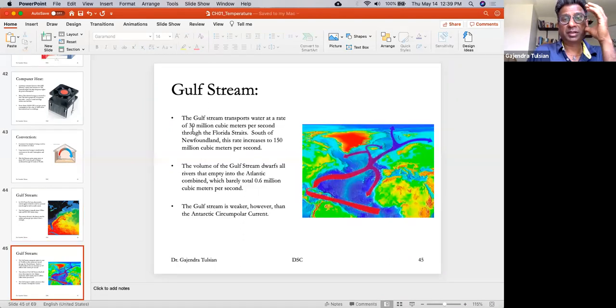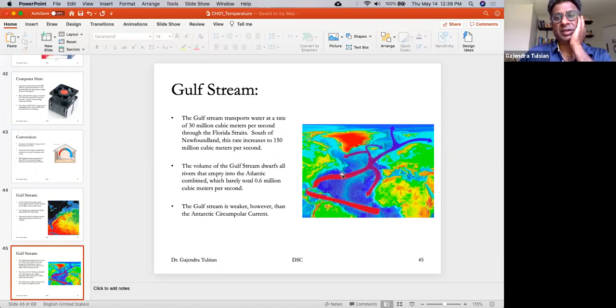Okay, here are some amazing numbers. The Gulf Stream transports 30 million cubic meters per second through the Florida Strait. So this water is about 30 million cubic meters per second. And here it's about 5 times greater, so 150 million cubic meters per second.